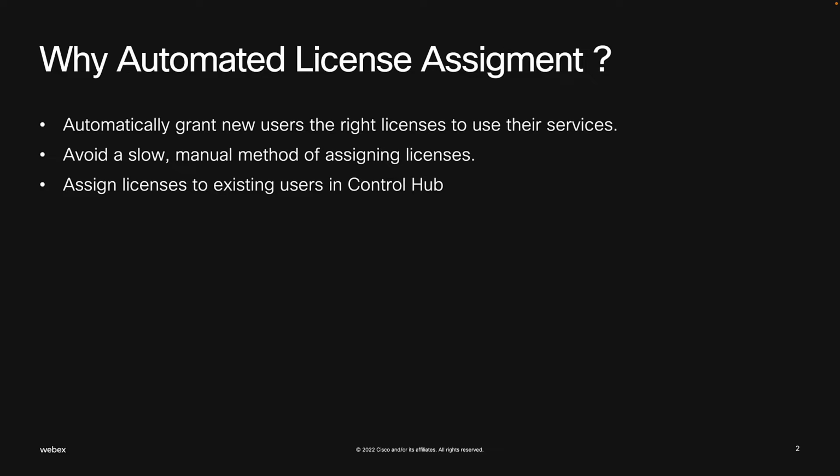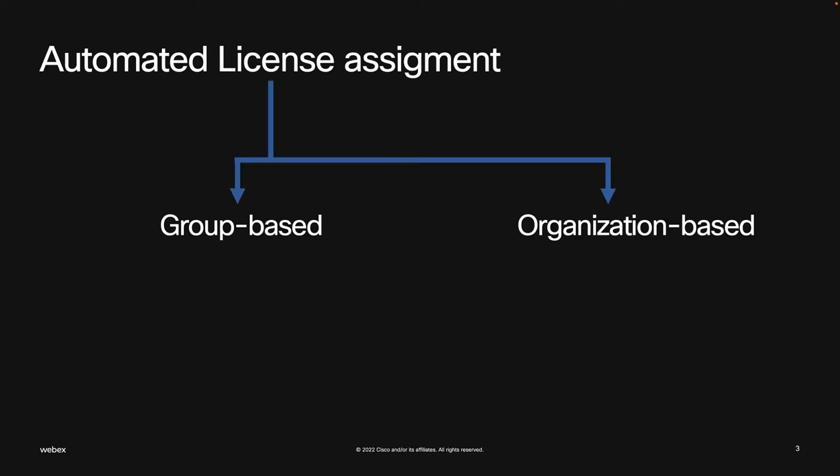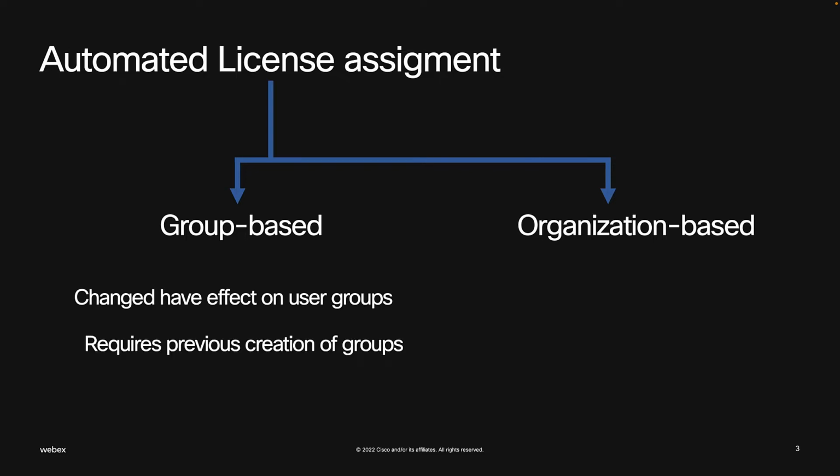Secondly, manual methods are time consuming. And third, you can assign or modify licenses to existing users in Control Hub. There are two methods. One is group-based and the second is organization-based. Group-based will take effect on user groups. For that, you need to configure groups. There are two ways: one with a directory connector or via API.